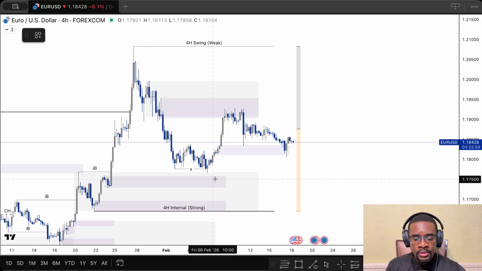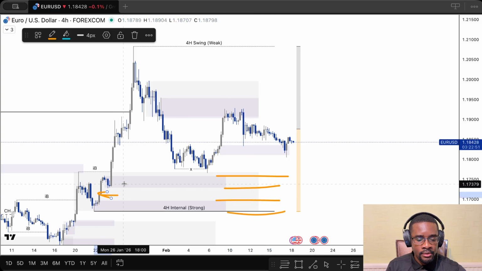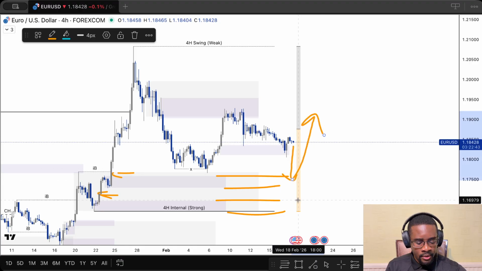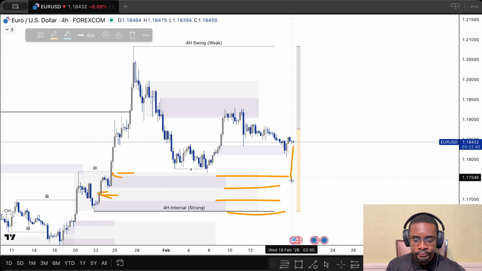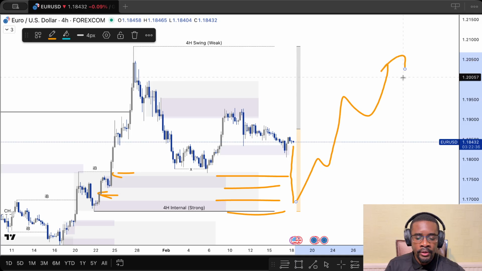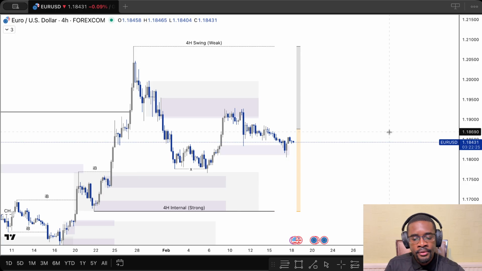Another thing as well is it's also possible that we still have these unmitigated demand and imbalances. So it is possible that price could still continue bearish, mitigate this, and then look to go long, or it could continue to this extreme and then start going long from that point onwards. So those are possibilities. We just have to be looking out and see how price action will play out, and then we make a decision based off of that.